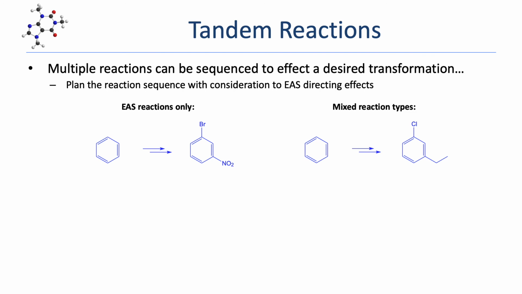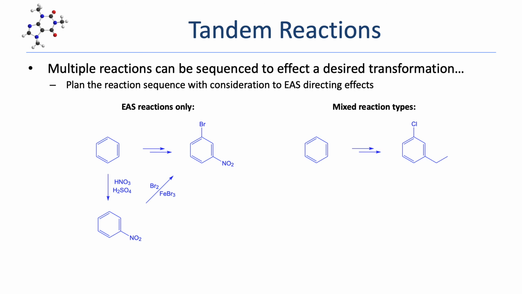So we can conclude that the nitro group has to be placed on first, using standard EAS nitration conditions. The nitro group will now direct the halogenation using bromine and iron bromide to the meta position because a nitro group is a meta director. The second example relies on a mix of both EAS and other types of reactions. In this case, the goal is to transform benzene into 1-chloro-3-ethylbenzene.